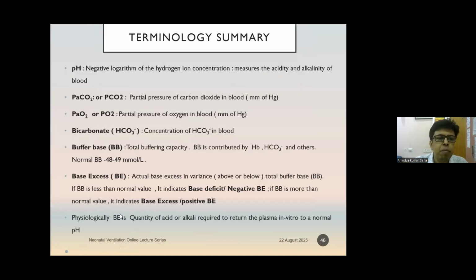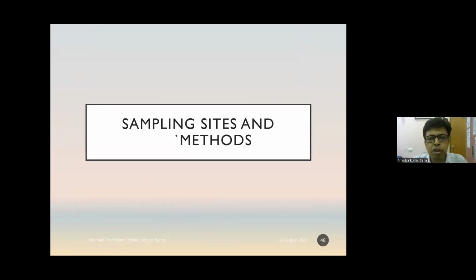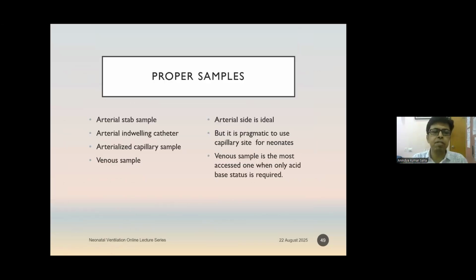So this is the summary of all the related nomenclature. I am not going to repeat all these things. Now coming to the most important part, how to take ABG samples. These are the proper samples which are commonly used. One is the arterial stab sample, that is the arterial puncture sample. That is very painful, but it is ideal to have arterial blood, but it is not very pragmatic.